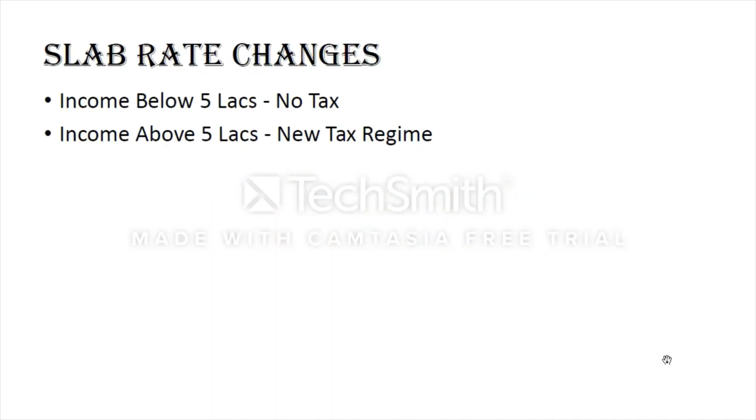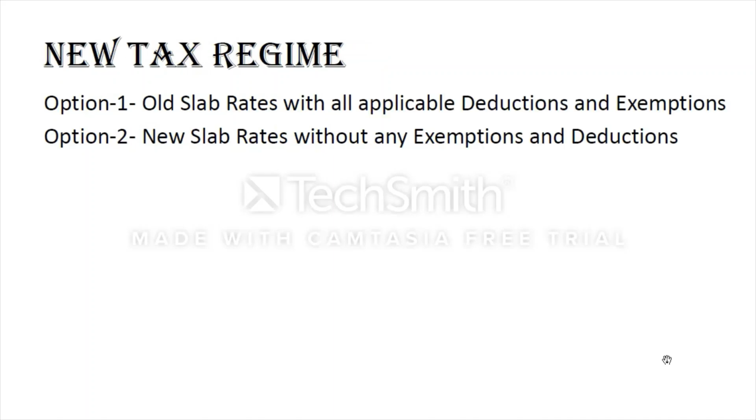the slab rates. It has been classified as income below 5 lakhs, there is one type of taxation, and income above 5 lakhs, there is another type of taxation. If a person has income below 5 lakhs, then no need to pay any kind of tax. If a person has income above 5 lakhs, then a new taxation scheme is applicable. As per the new taxation, if a person has an income above 5 lakhs, then the person is given two options.